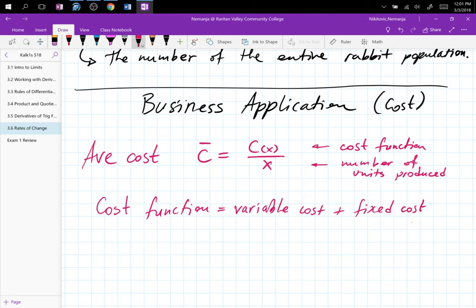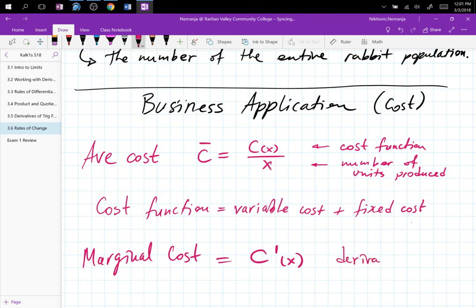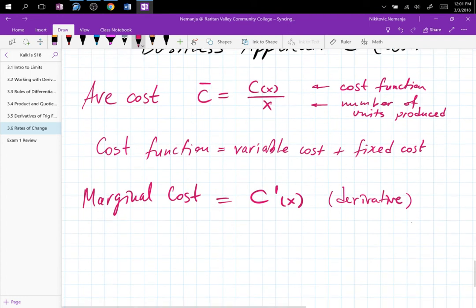Marginal cost is going to be the derivative. So marginal cost is C prime of x. It's just the derivative. I guess the business world couldn't handle the word derivative, so they said marginal. All right, just change the name. So these are the two, and now we're going to take a look at the example.